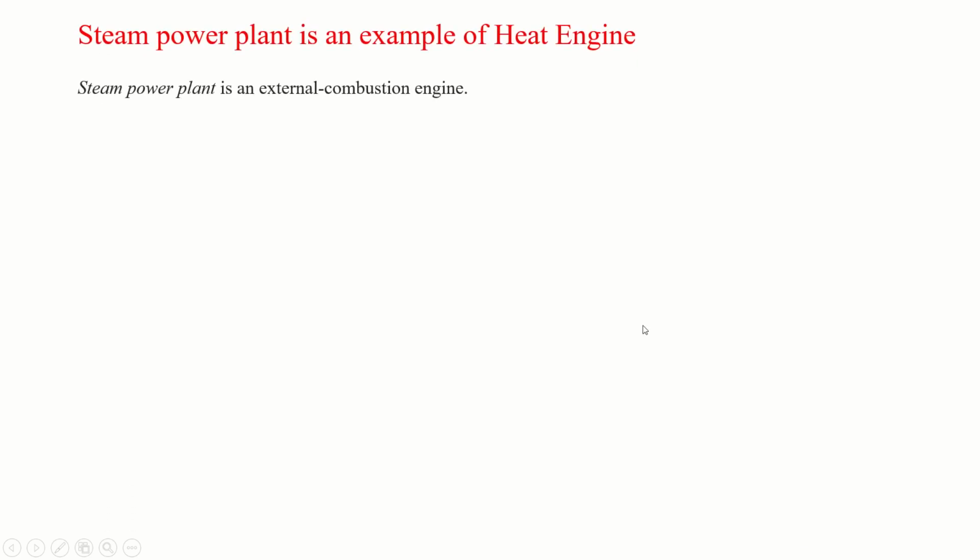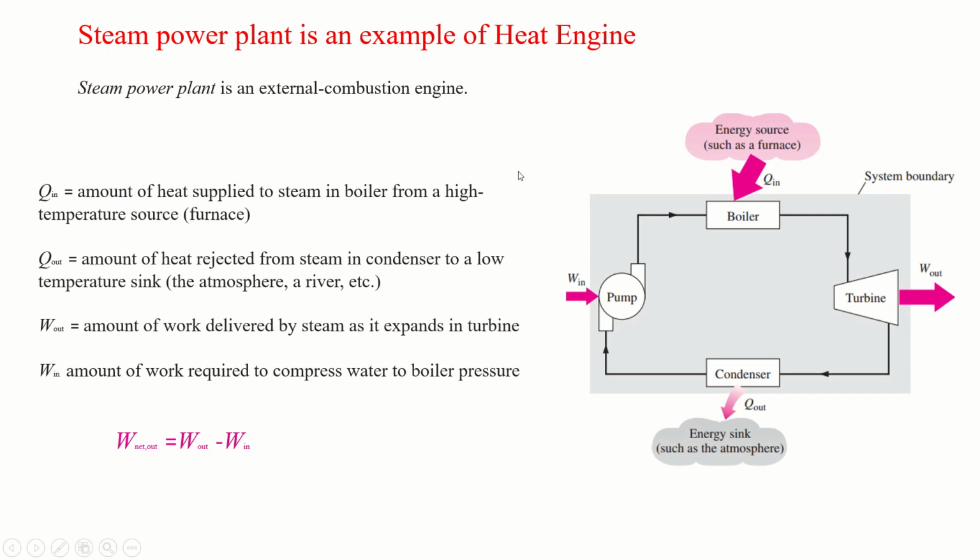A steam power plant is a classical example of a heat engine, and a steam power plant, as we all know, is an external combustion engine. External combustion engine means that the source of heat is outside of the engine. Like this is a source of heat, which is a boiler. A boiler is converting water into steam. So this is the energy source, which is outside of the engine. Our engine is the turbine here, and we can see that the boiler is producing high temperature and pressure steam, which is going to the turbine.